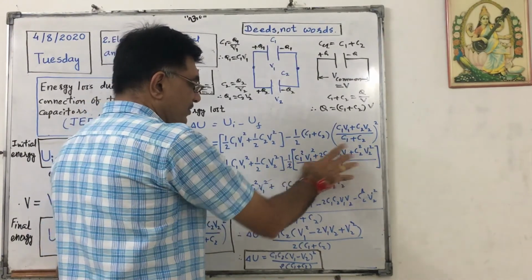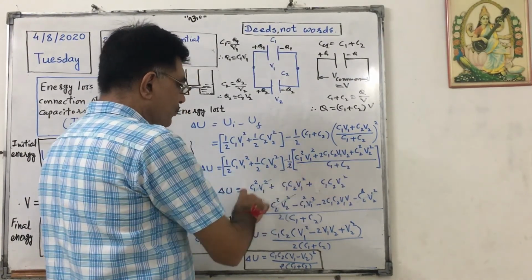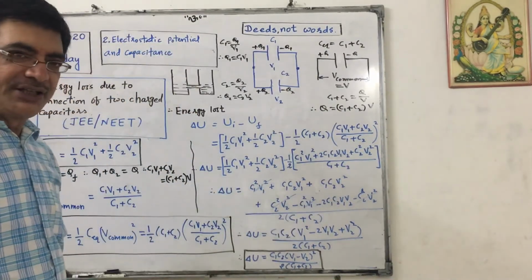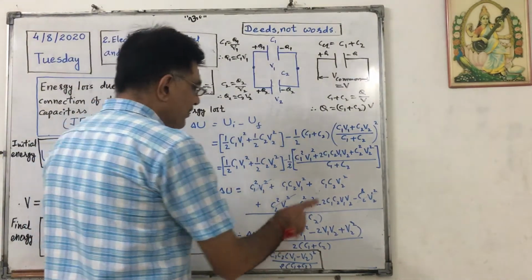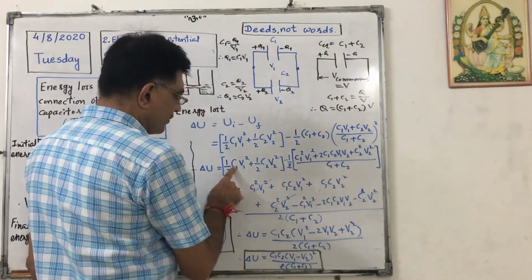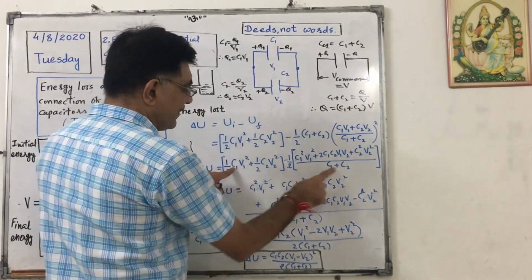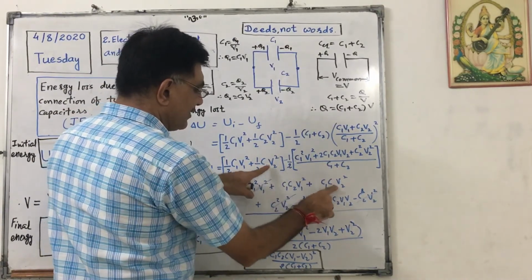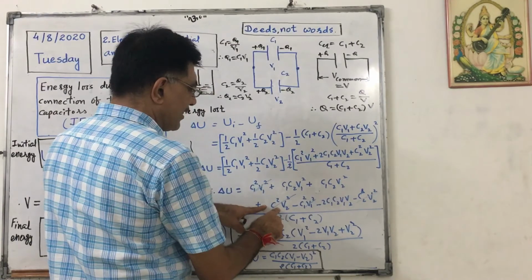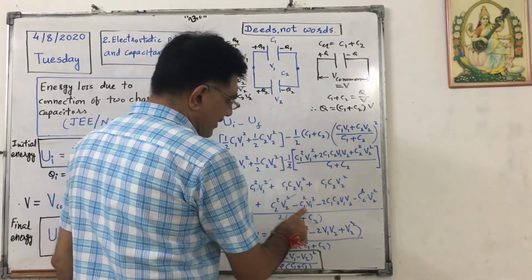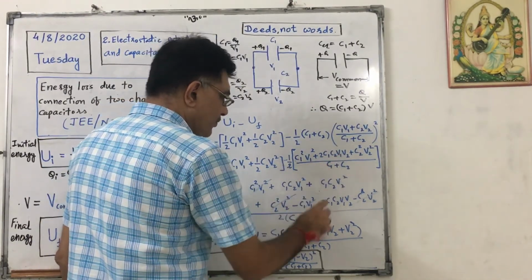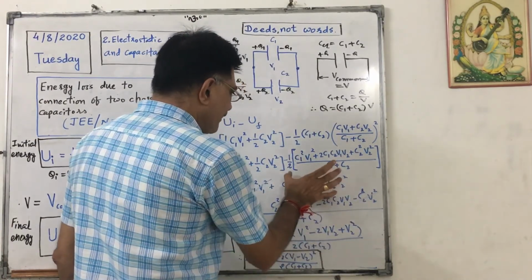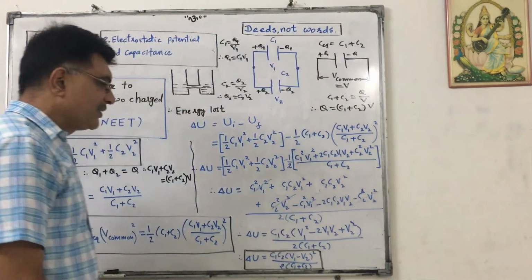For all these terms there is 2 in the denominator. So 2 and C1 plus C2 will be in the denominator, taking LCM. Now C1 into this gives C1 square V1 square, then C1 C2 V1 square, then C1 C2 V2 square, then C2 square V2 square, minus C1 square V1 square, minus 2 C1 C2 V1 V2, minus C2 square V2 square, upon 2 into C1 plus C2.